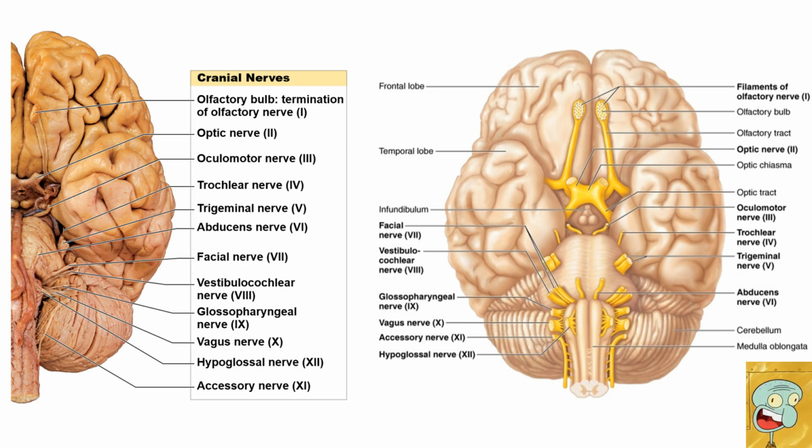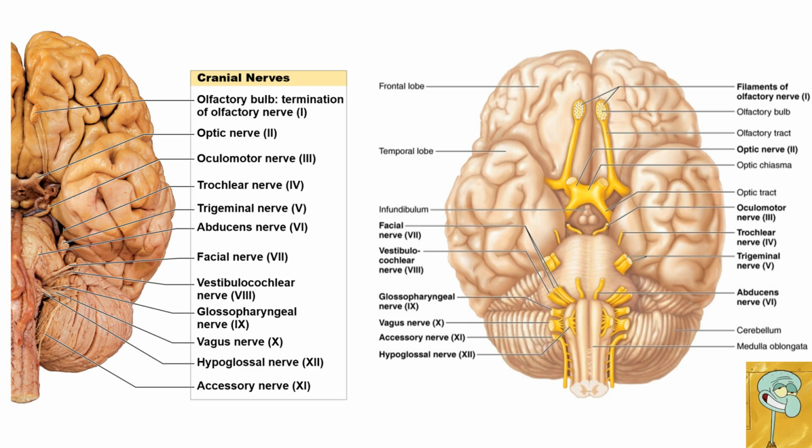Associated with the midbrain. Cranial nerve 3, the oculomotor nerve. Located on the ventral midbrain, it handles eye movement and pupil constriction. Cranial nerve 4, the trochlear nerve. Located wrapping around the lateral midbrain, it controls superior oblique eye movement.